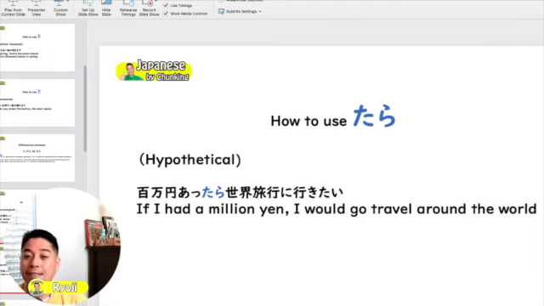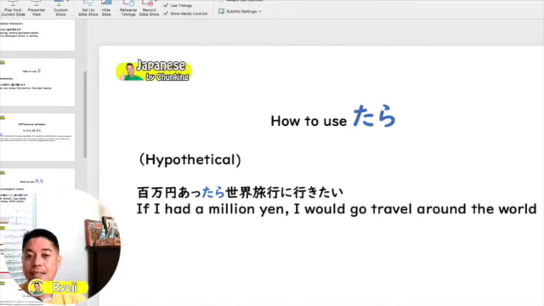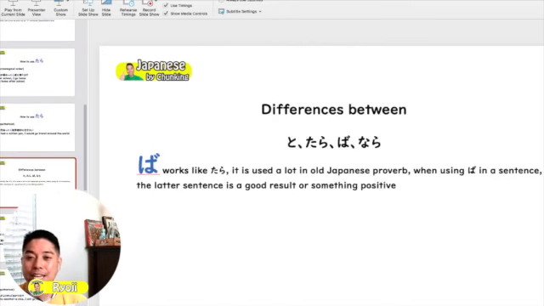Next, we're going to take a look at hypothetical. 100万円あったら世界旅行に行きたい。If I had a million yen, I would go travel around the world. 100万円あったら So this is the hypothetical. So if I had a million yen, 世界旅行に行きたい。So in this case, you can use たら。あったら。Next, we're going to take a look at the use of ば。ば works like たら.